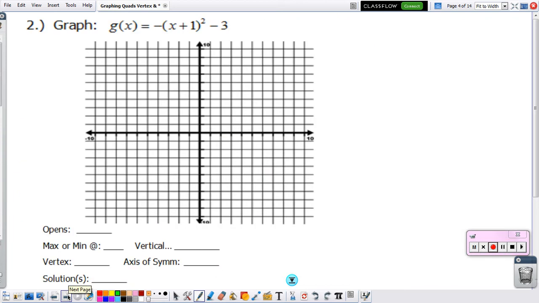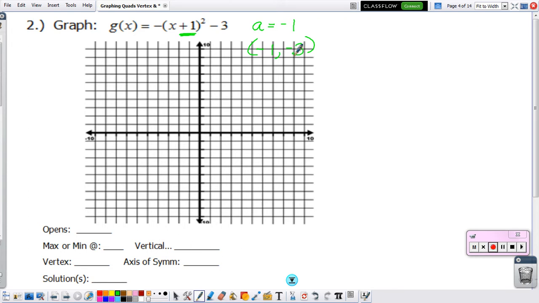Okay, the next one. Notice here we have a negative a. If you remember back to absolute value, a negative a is going to flip our graph upside down. Our a value here is -1. My h and k, be careful there, it's x plus 1. So we know we're pulling out a -1, and my k is -3.